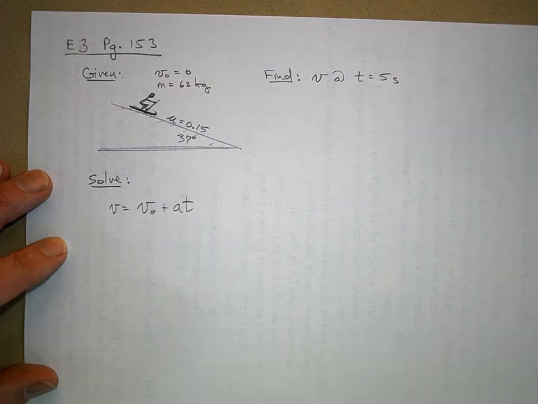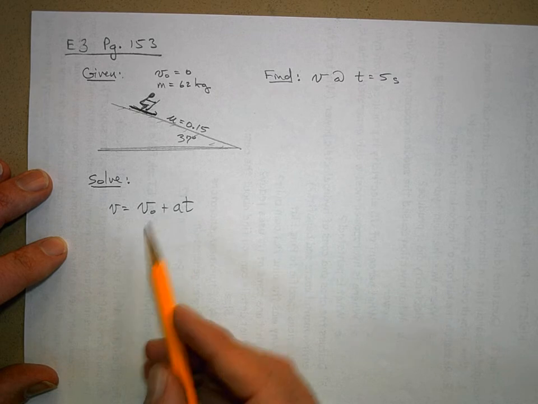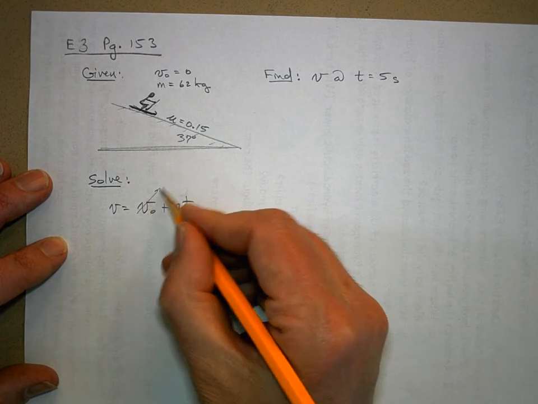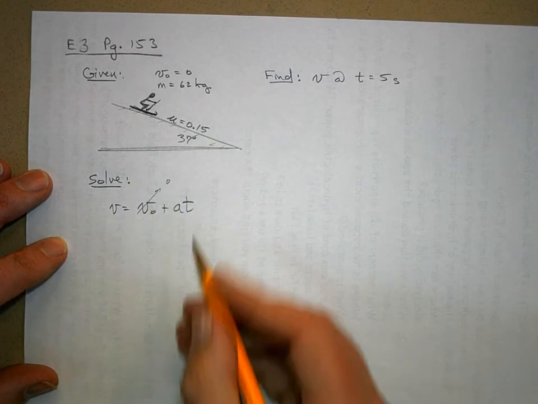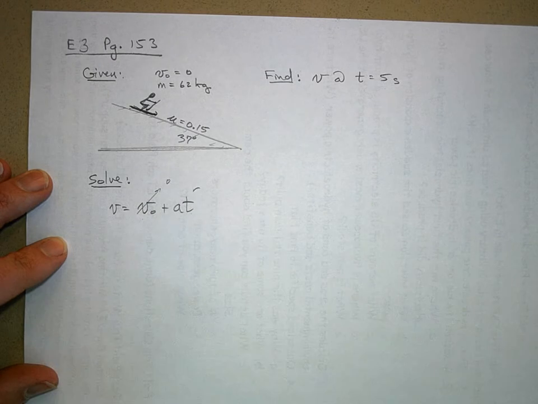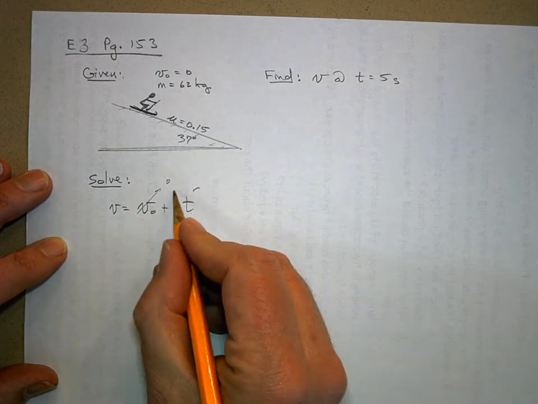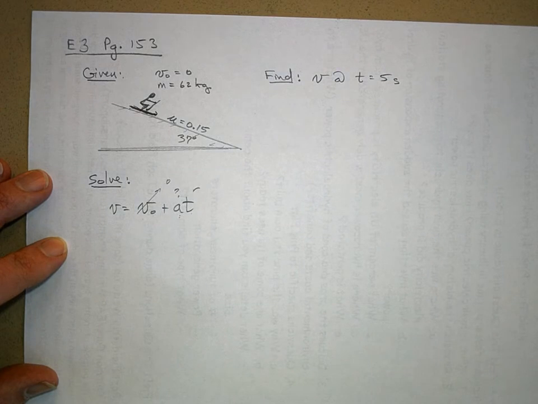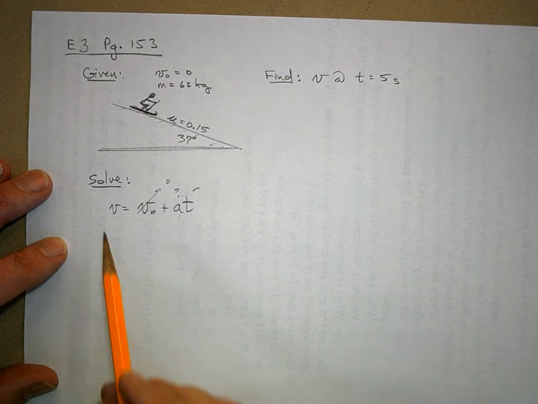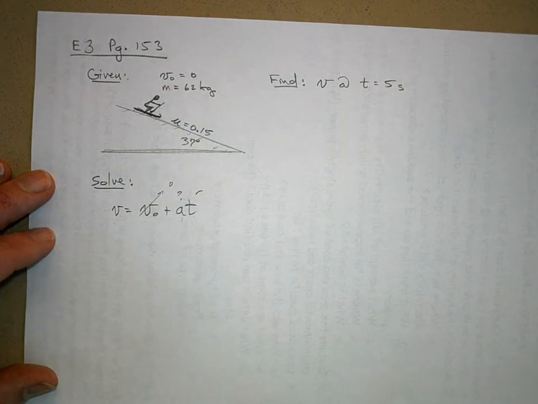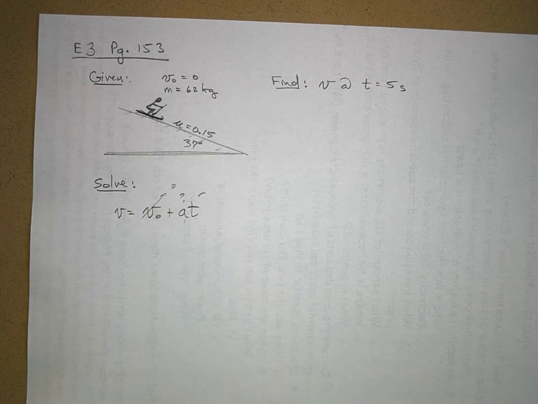Okay? So, what is the initial velocity? 0. Do we know the time? Yes. 5 seconds. Do I know what the acceleration is? No. I don't know what the acceleration is. I'm going to need to find the acceleration in order to solve for the final velocity. Okay, you with me?